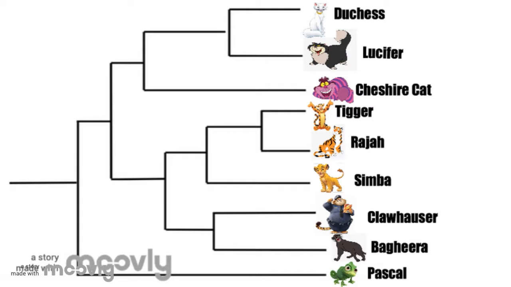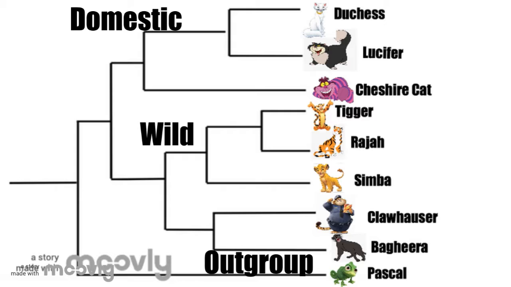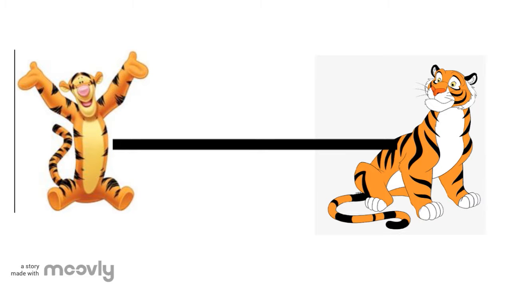Looking at this tree, there are three main groups: domestic cats, wild cats, and then the outgroup. Within this tree, there is no anagenesis, which is an evolutionary change of a single lineage where one taxon is replaced by another without branching. For example, if Tigger evolved into Raja with no branching, that would be anagenesis.